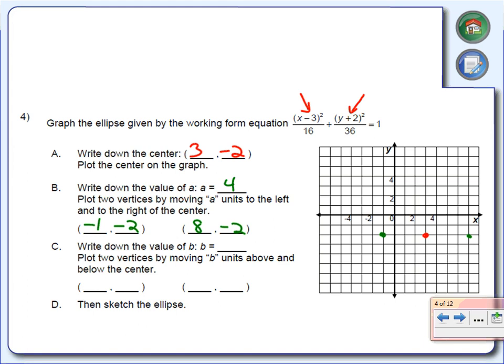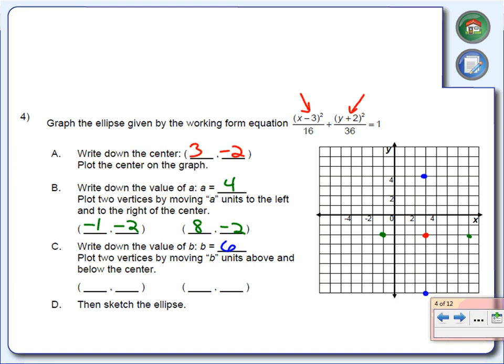Now we need to find the vertical distance. That's our B. What's our B going to be? 6. The square root of 36 is 6. So this time what I'm going to do is from the center, I'm going to go up 6. 1, 2, 3, 4, 5, 6. And I'm going to go down 6. 1, 2, 3, 4, 5, 6. These 2 points are also called vertices.